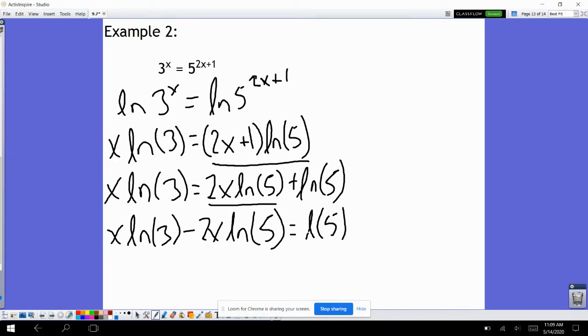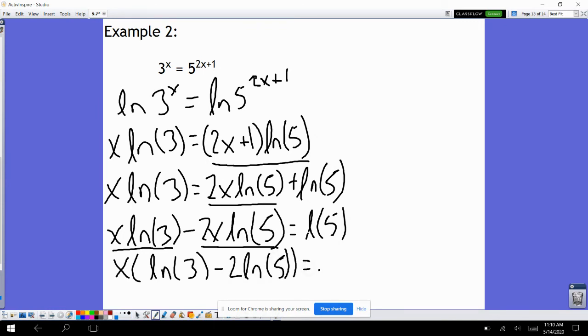Okay. Well, now I have an x in my natural log of 3 and an x in my 2 times the natural log of 5. I need to get 1x. Well, how do I change a sum or a difference into a product? I factor. So what you're going to do is factor out an x from each of the x times the natural log of 3 and the negative 2x times the natural log of 5. That's going to leave you with x times the natural log of 3 minus 2 times the natural log of 5 is equal to the natural log of 5.